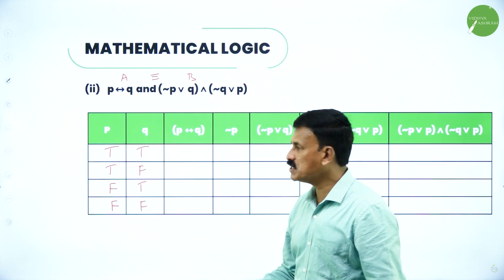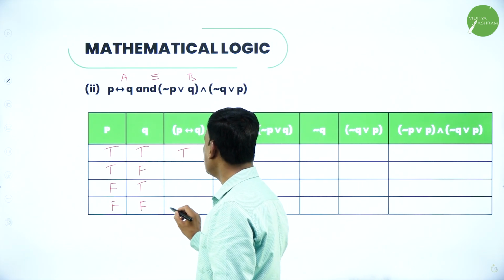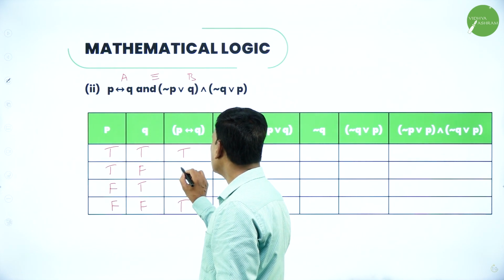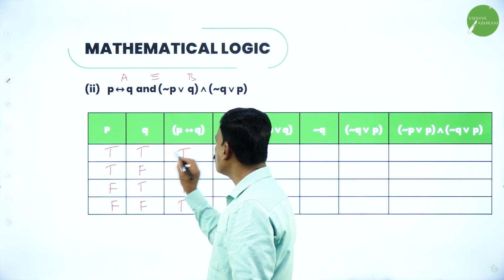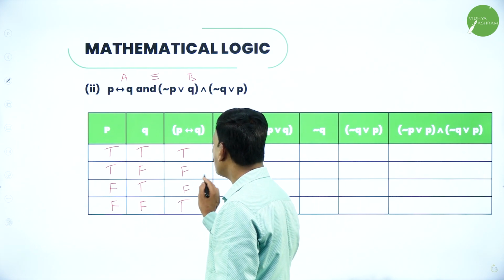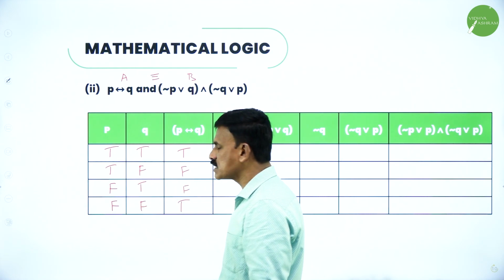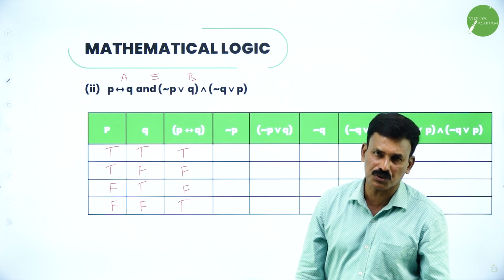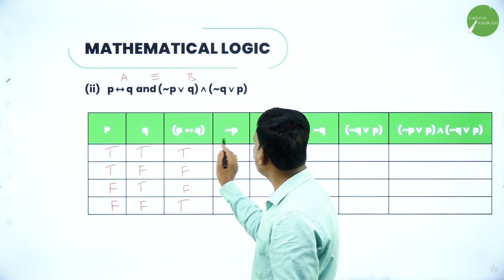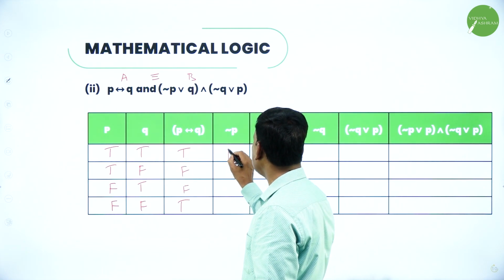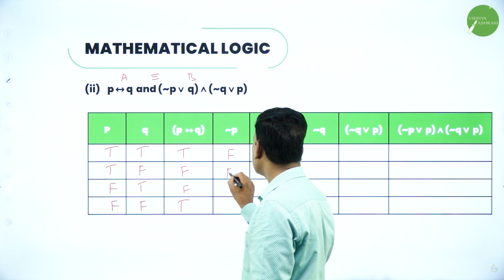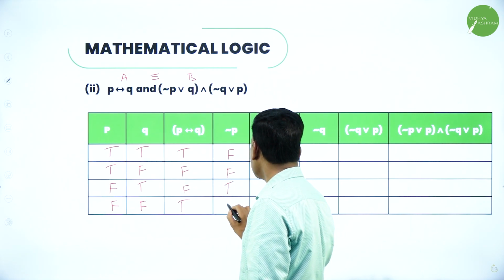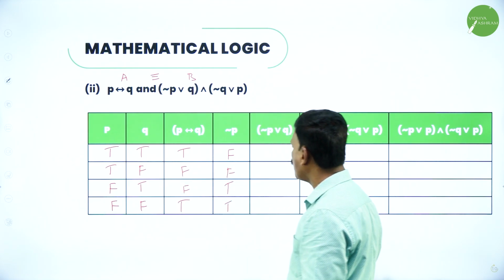Biconditional means if both are true, it is true. If both are false then it is true. In other cases it is false. So true and true is true, true and false is false, false and true is false, false and false is true. Now negation of P: for T it is F, for F it is T. Negation of P is F, F, T, T.